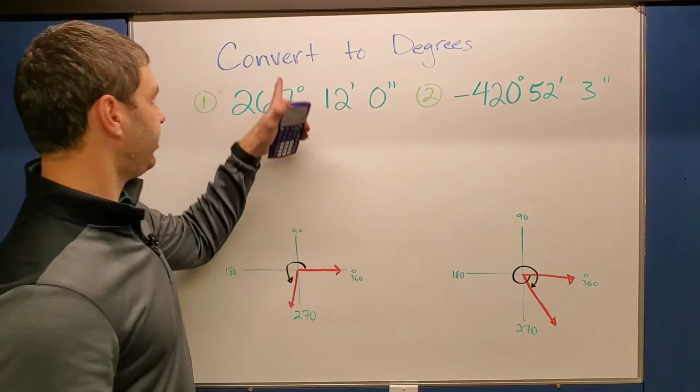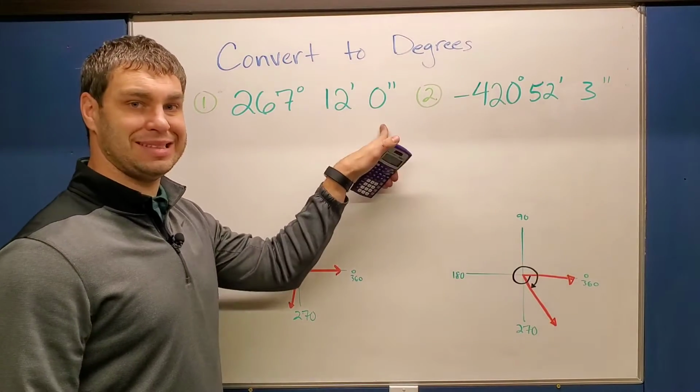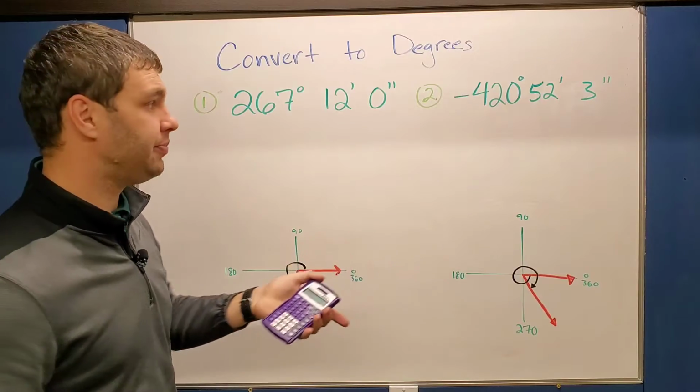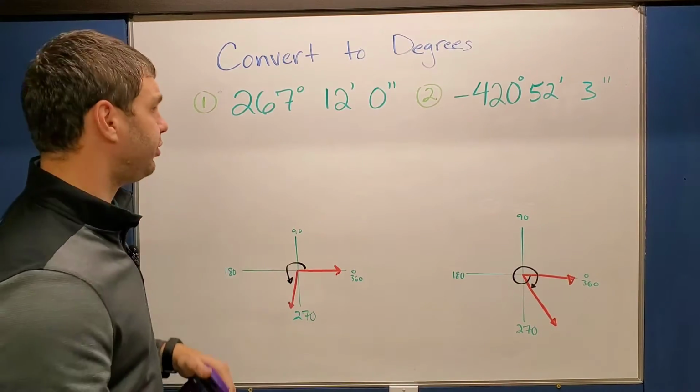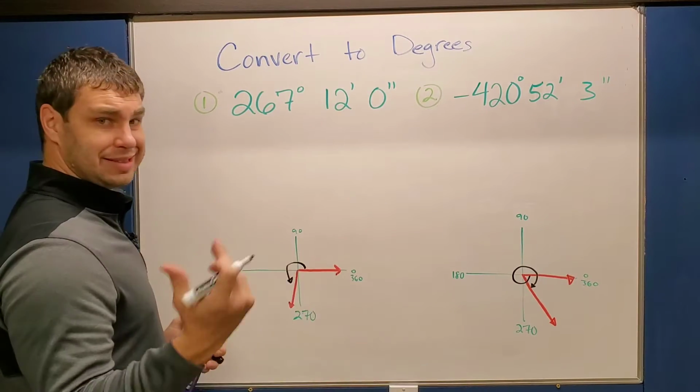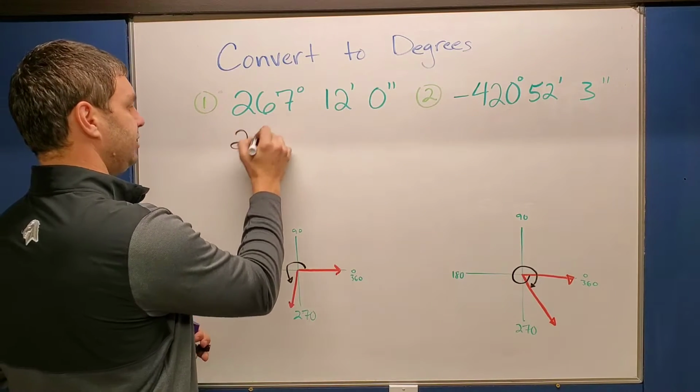All right, guys, in order to convert to degrees when you're given degrees, minutes, and seconds, what you need to have is first off a calculator, and then you need to know which way you want to put this into a certain formula. And that formula is you're going to keep the degrees the same, just 267 in this case, right?